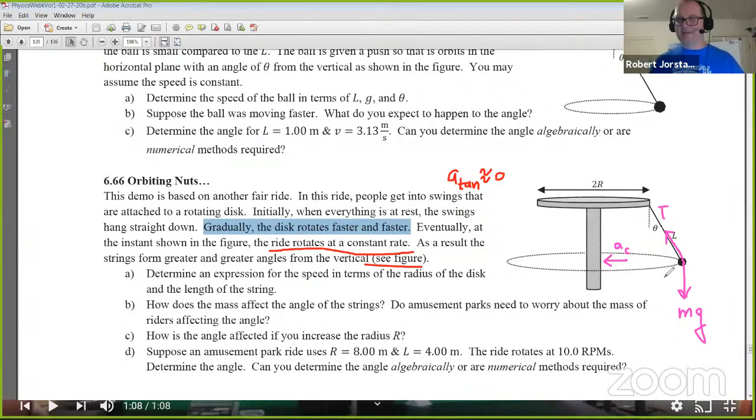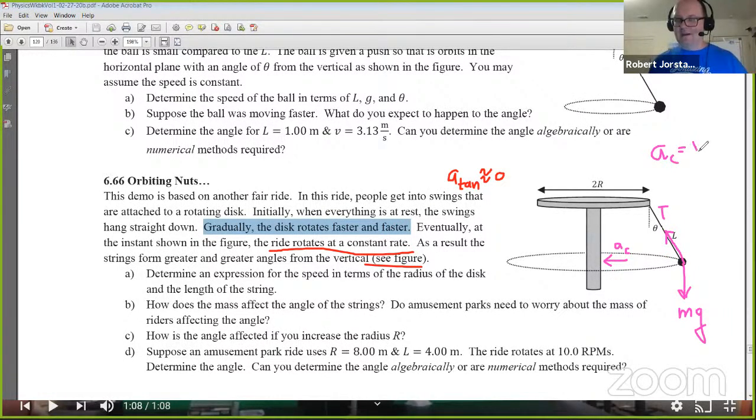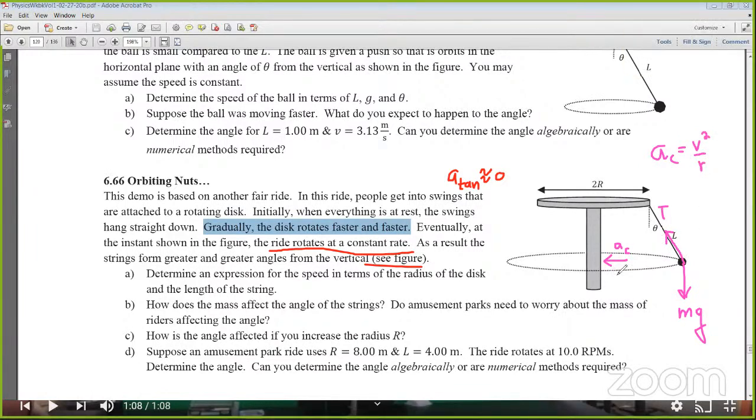It's exactly the same problem as before. The only difference is, what's the radius in this problem? Right? Because isn't AC equal to V squared over R? I need a radius. Tell me what the radius is. Is it just R? Nope. Is it 2r plus whatever, L, the coefficient of it, like L cosine theta?